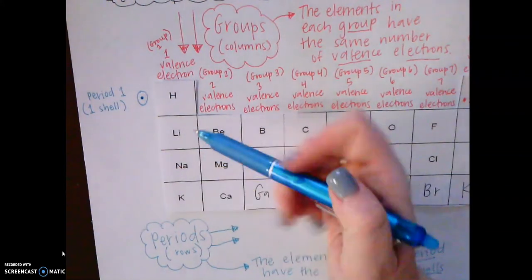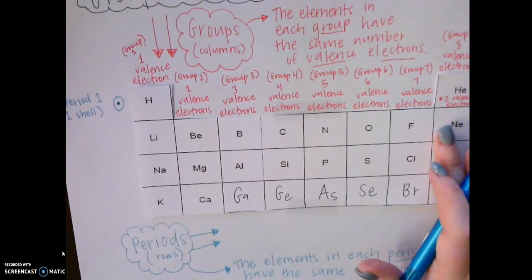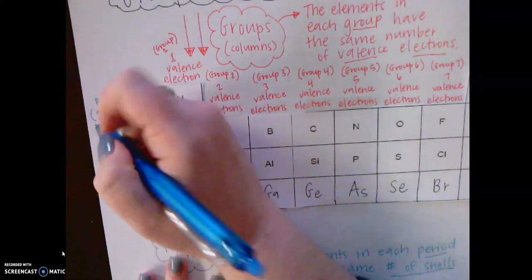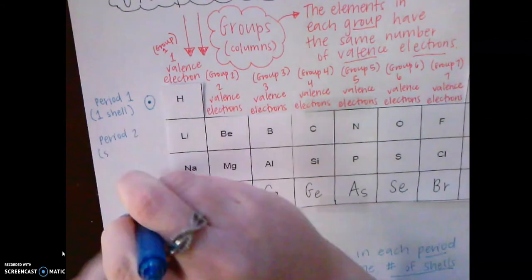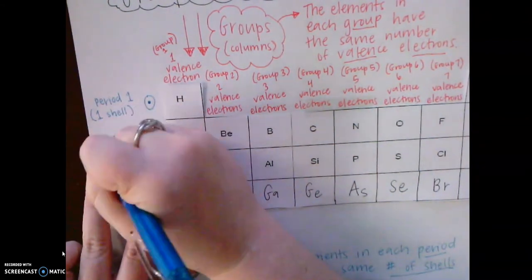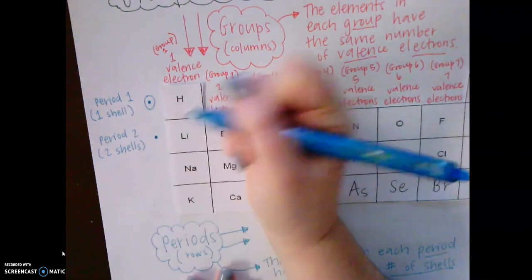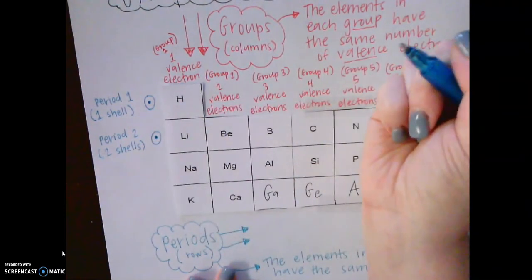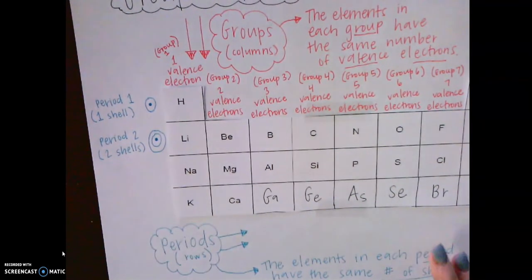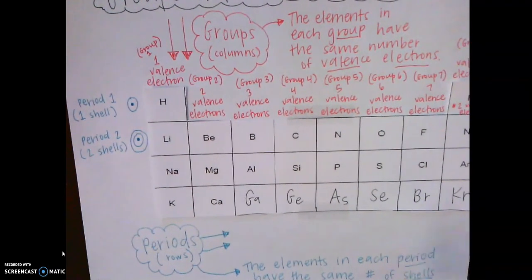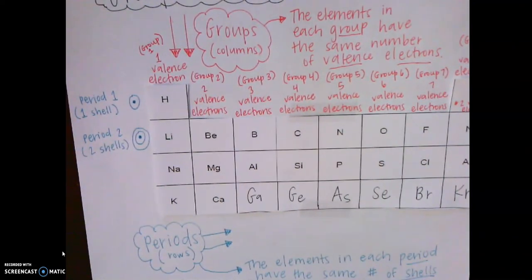So then I'm going to move down to my next row, lithium all the way over to neon. And that's going to be my period 2. So period 2 is going to have two shells. So I'm going to draw my nucleus. I'm going to draw my first shell that I know can hold 2 electrons. And then I'm going to draw a second shell that I know can hold up to 8 electrons. So every element in this row has 2 shells, no matter how many electrons they have.